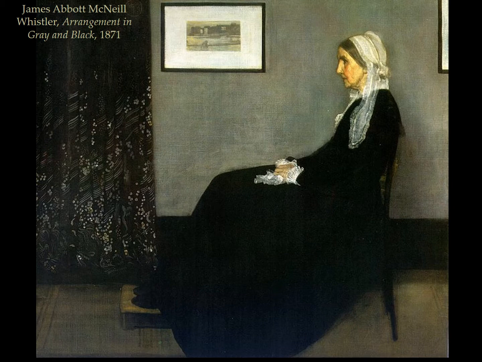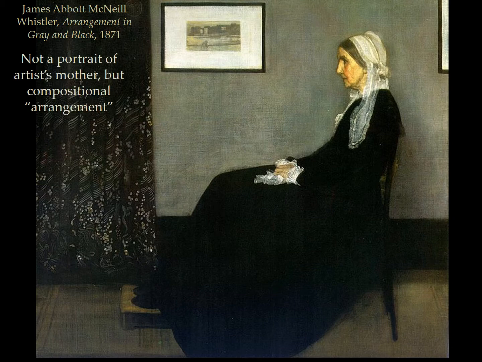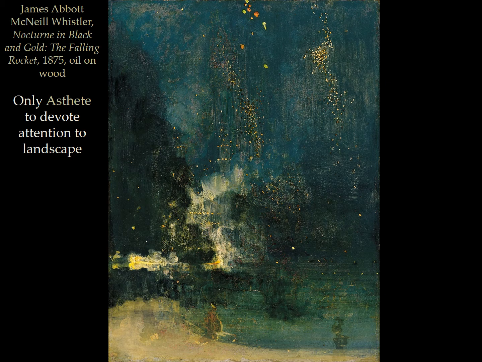In the work, we find that the fact that his mother is present is incidental. Instead, what we have is a compositional arrangement, as the title suggests, with these overlapping planes and forms of black and white. Now, the same can be true when he finally abandons subject matter almost entirely later in his career. Here, just 4 years later, we find Whistler, as an aesthete, is going to devote his attention to landscape, the only aesthete to do so, or the artist that's going to be practicing art for art's sake.